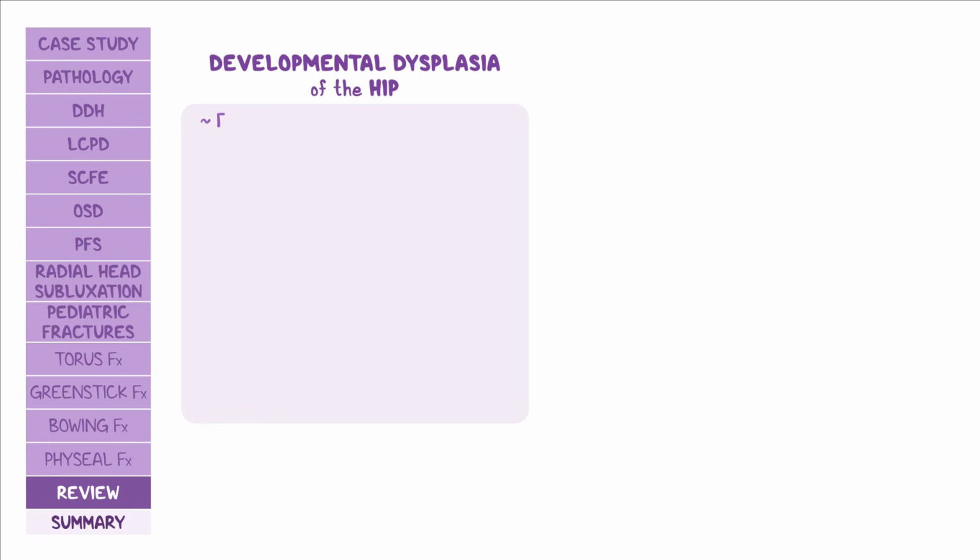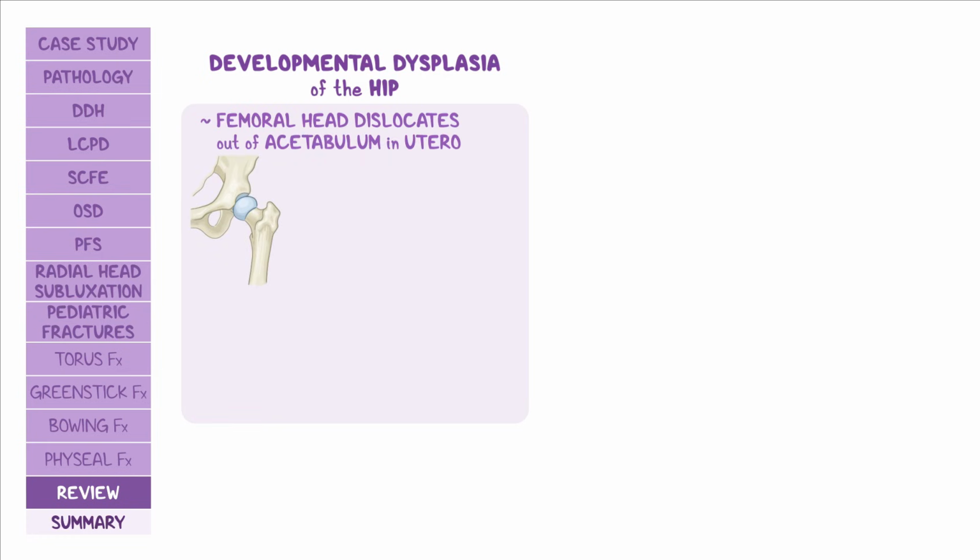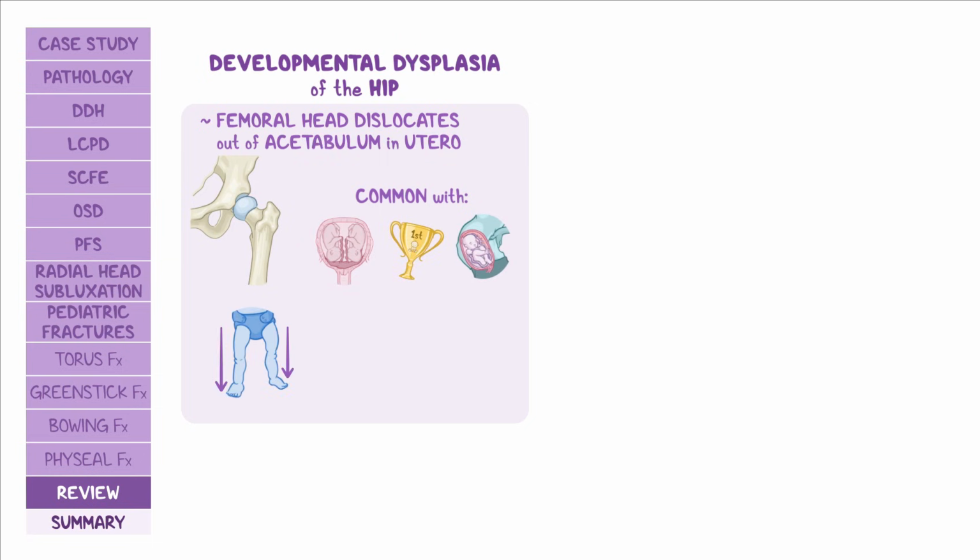Alright, as a quick recap, pediatric musculoskeletal disorders include developmental dysplasia of the hip, which can occur when the femoral head dislocates out of its acetabulum in utero. This is more common with multiple pregnancies, firstborns, and breech presentation, and presents with leg length discrepancy, asymmetric skin folds along the thigh or buttocks, painless limping, or hip pain.